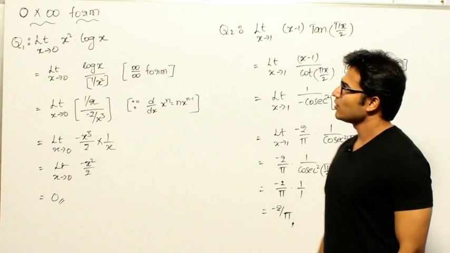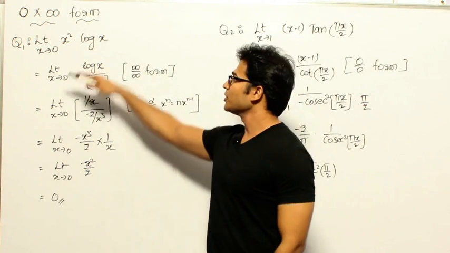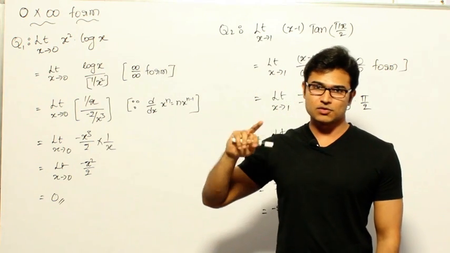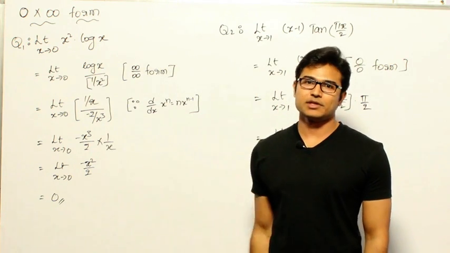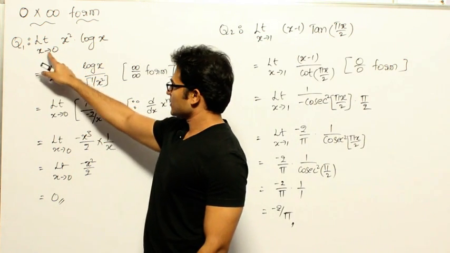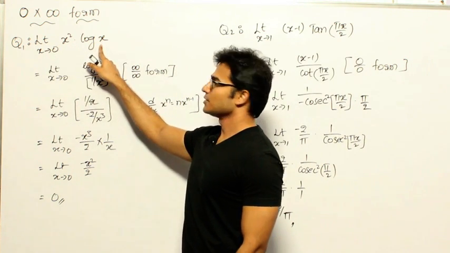Now one other form of indeterminate form is 0 into infinity. So whenever you have this form, we either convert it to 0 by 0 or we convert it to infinity by infinity and then try to solve it. So in this example, limit x tends to 0, x square into log x is given.